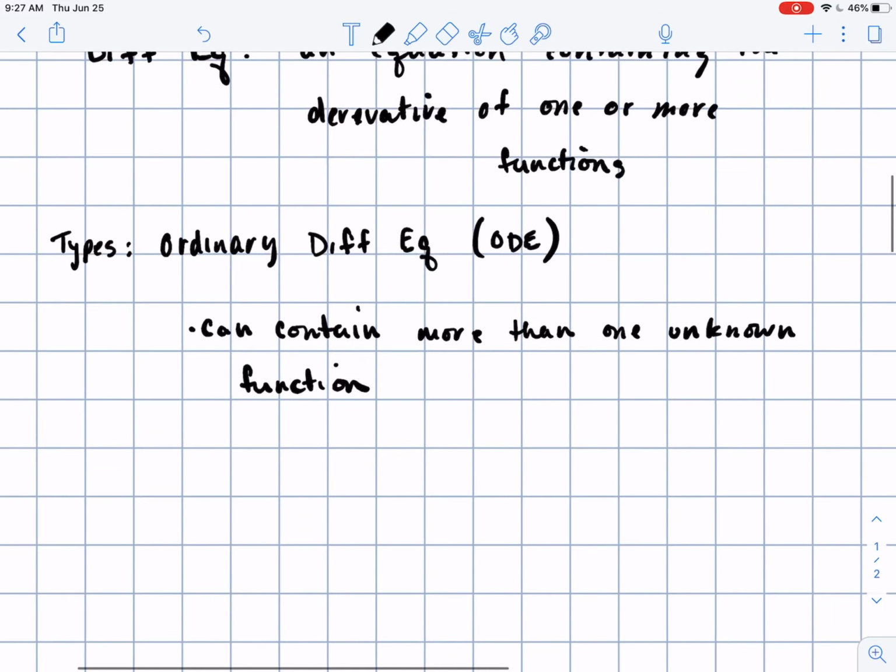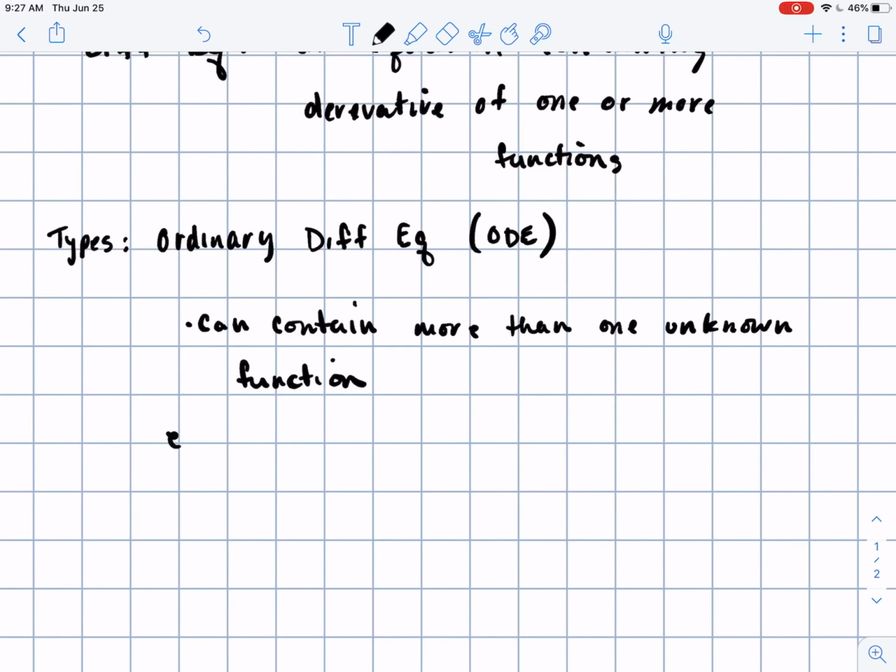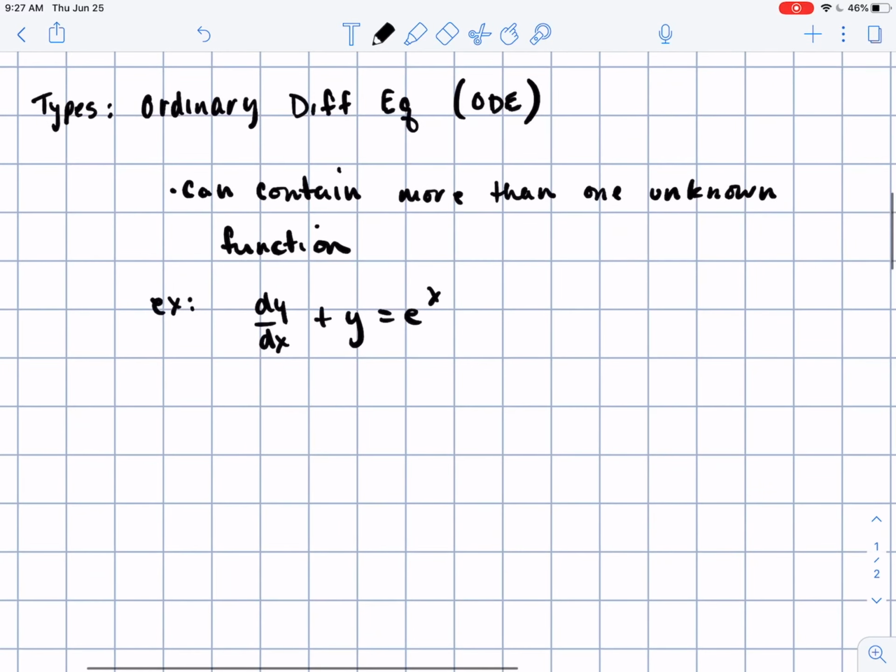So here we could have dy over dx plus y equals e to the x. Here you have only one unknown function, which is y. And then here you could have the second derivative with respect to x of y plus the first derivative plus, say, 2 times y equals 0.